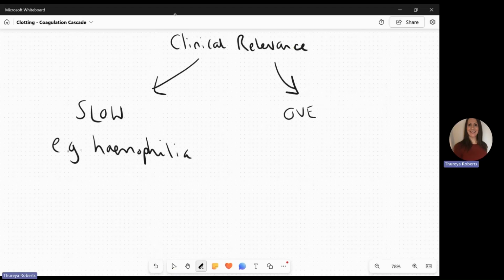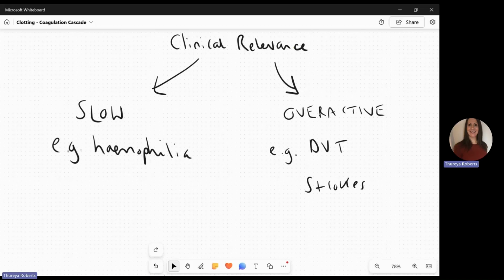On the other hand, if the cascade is overactive, it can cause unnecessary clot formation. This can lead to dangerous conditions like deep vein thrombosis or DVT, where clots form in the veins, or strokes, where clots block blood flow in the brain. This is why understanding the clotting cascade is so important in the medical and pharmaceutical fields.